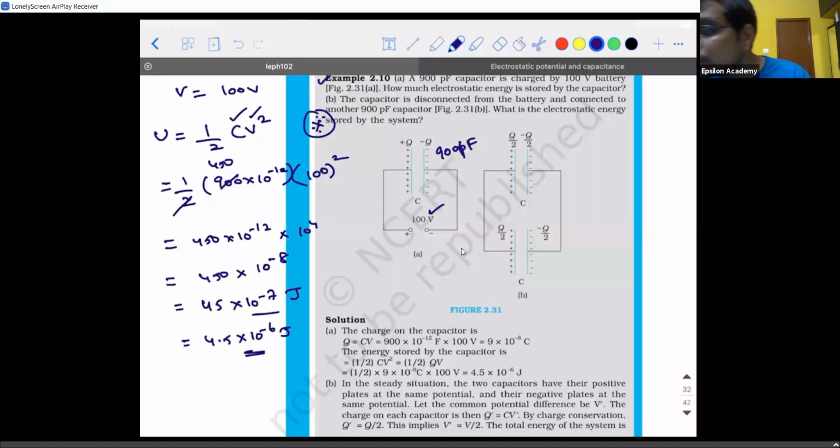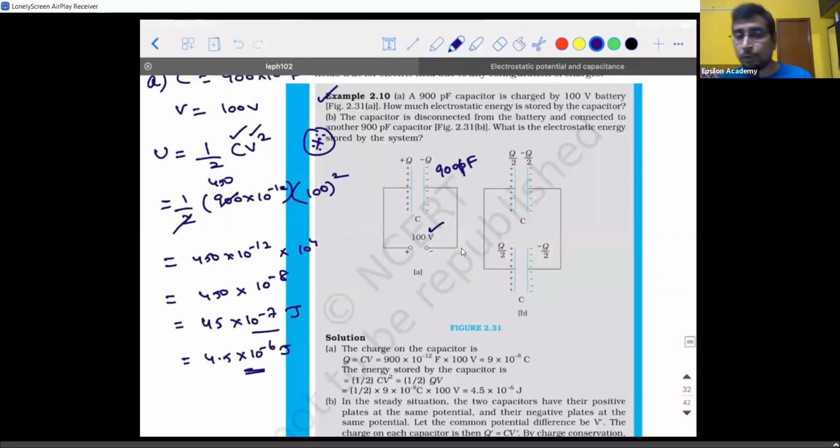So the capacitor is disconnected from the battery. Okay, which capacitor? This 900 picofarad capacitor is disconnected from the battery, and what did they do? It is connected to another 900 picofarad capacitor. Now they are asking what is the electrostatic energy stored by the system. When they say system, what are they trying to say? It is both those 900 picofarad capacitors put together. What is the energy across the first capacitor and what is the energy across the second capacitor? Add them together, that will give you the answer for energy of the system.